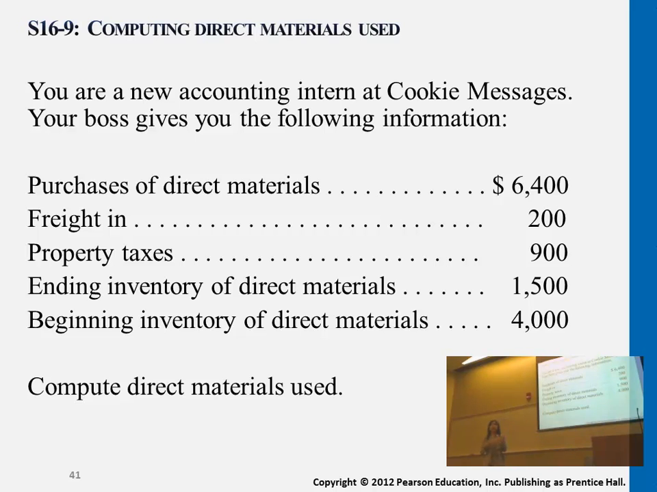Again, try to tell me how you get to this. You take 4,000 plus 6,400 plus 200 minus the ending inventory. Ending. Okay, good. That sounds right.